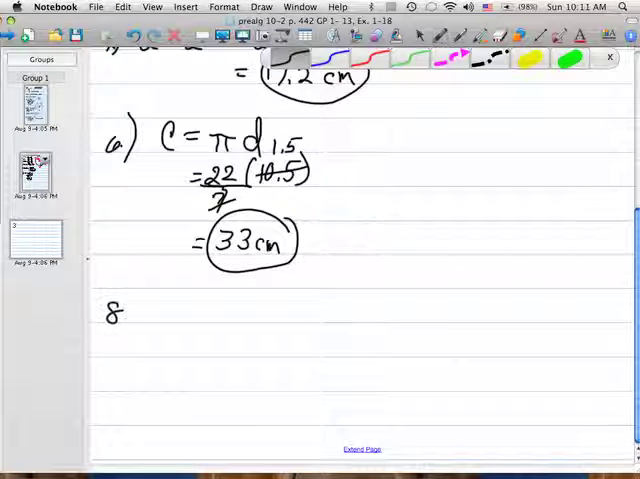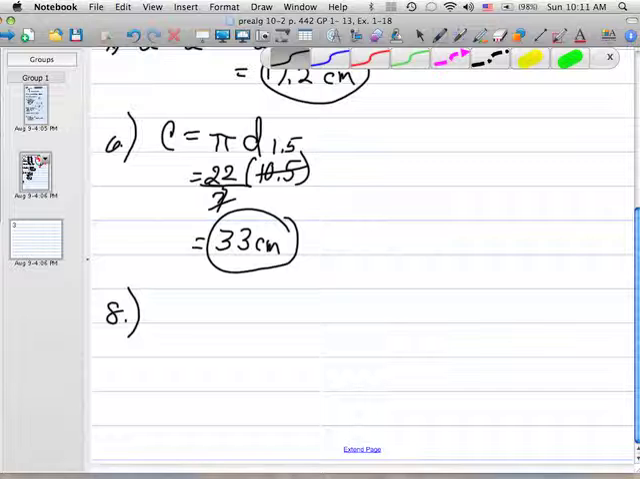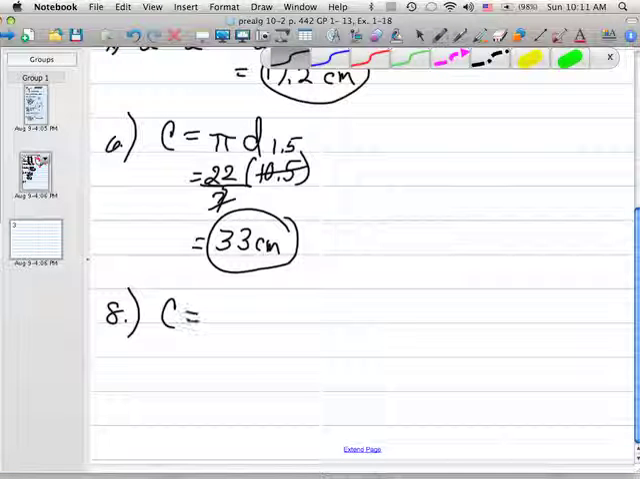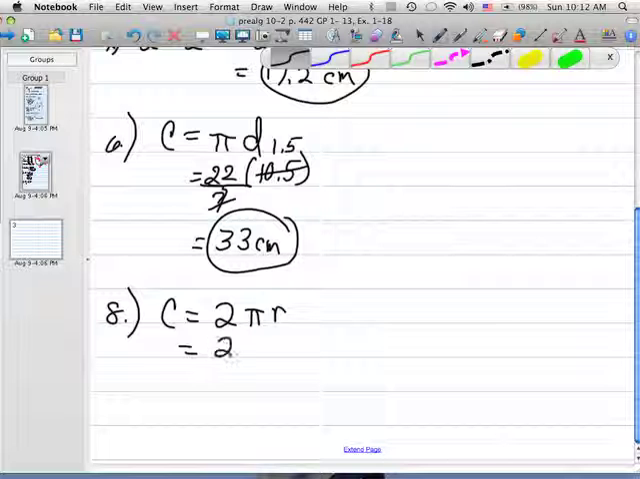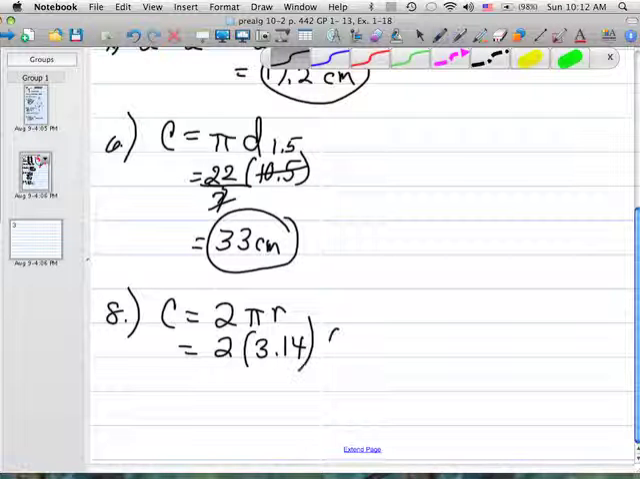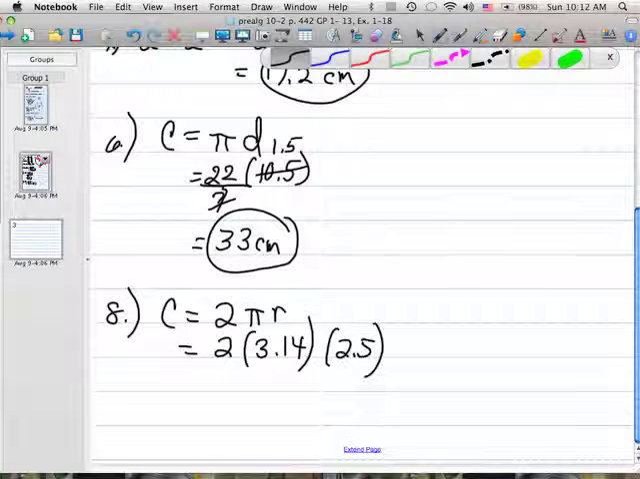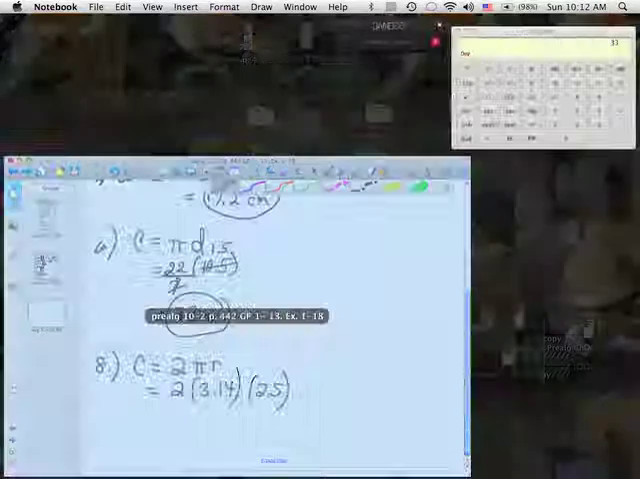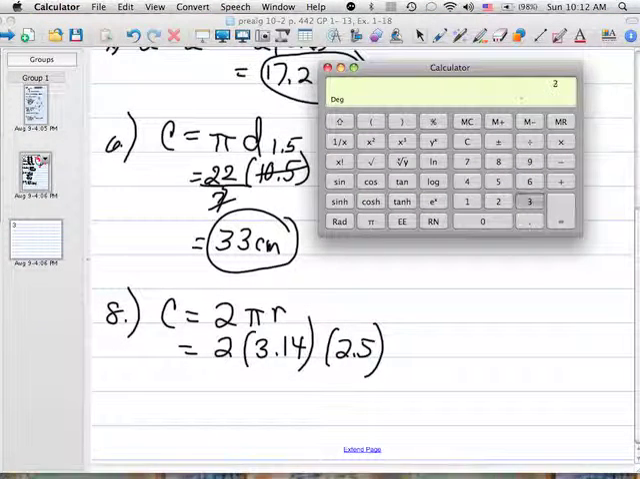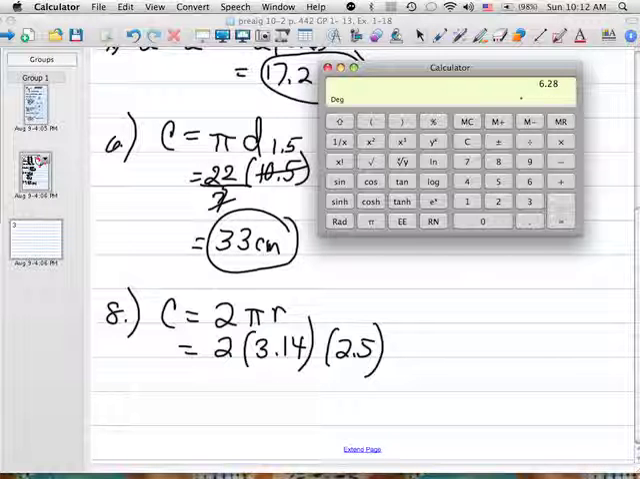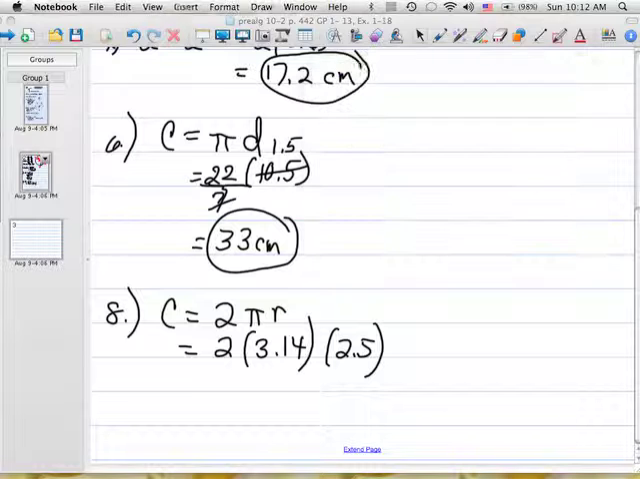Problem number 8. They give us the radius is 2.5, so we're going to use the formula that involves radius, 2 pi r. The radius is 2.5, that's not divisible by 7, so we're going to use 3.14. So on our calculator, 2 times 3.14 times 2.5 gives us 15.7 as our circumference.